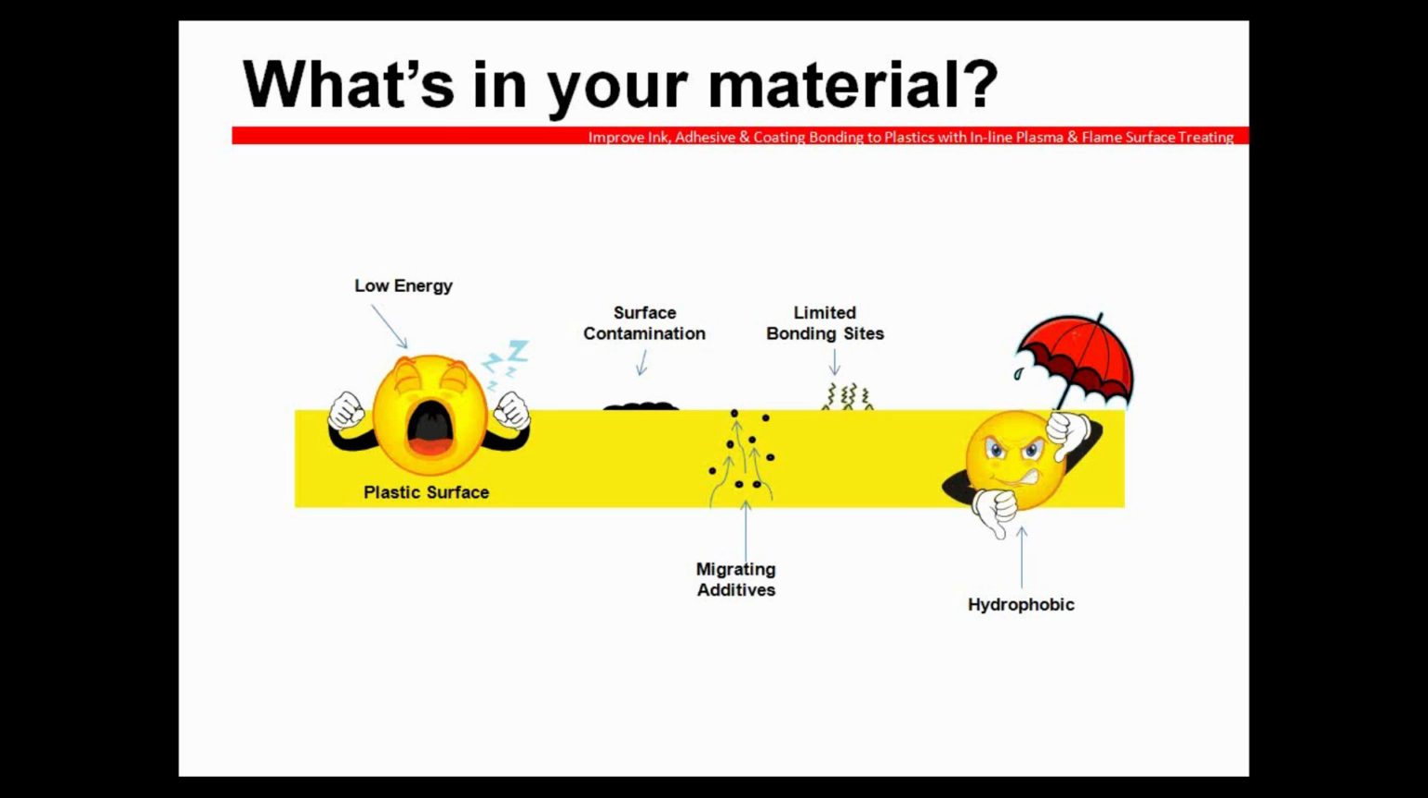Sarah talked about this slide a couple of minutes ago, but let's review it for a minute. Inherently, any plastic surface is going to have a low surface energy. There are three things that affect that surface energy and good adhesion. Contamination on the surface, this might be dust, dirt, other materials. Migrating additives play a big role in the adhesion process, as well as a limited number of bonding sites that are there. So before surface treatment, all of those things tend to create a hydrophobic surface.